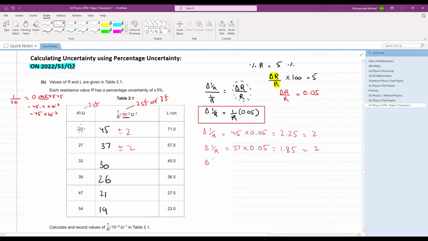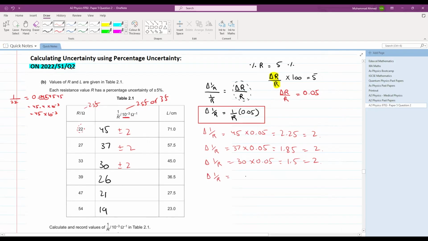Now let's calculate it for the third row. In the third row, we will multiply 30 by what? 0.05. What will your answer come out to be? Let's do it. If I multiply 30 by 0.05, this comes out to be 1.5. Again, this has an absolute uncertainty of 2.